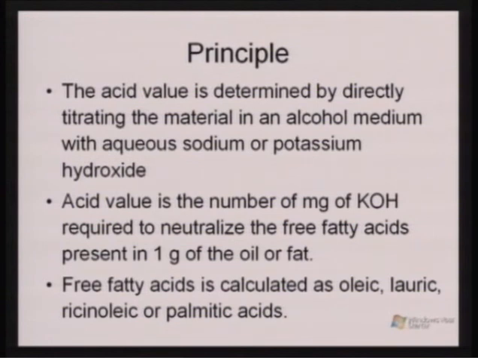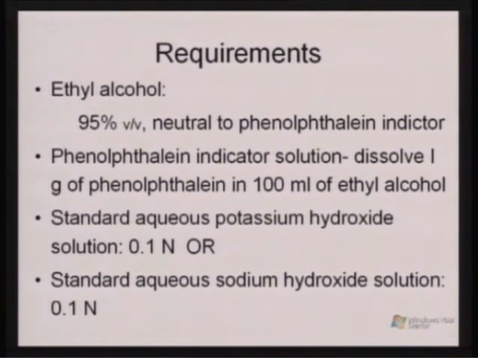Some of the most common fatty acids in the food samples. The requirements of this methodology is the ethyl alcohol should be 95% volume by volume, neutral to phenolphthalein indicator. This ethyl alcohol should give a neutral result to phenolphthalein indicator. Phenolphthalein indicator solution: dissolve 1 gram of phenolphthalein in 100 ml ethyl alcohol, and standard aqueous potassium hydroxide solution should be 0.1 normal, or standard aqueous sodium hydroxide solution should be 0.5 normal.